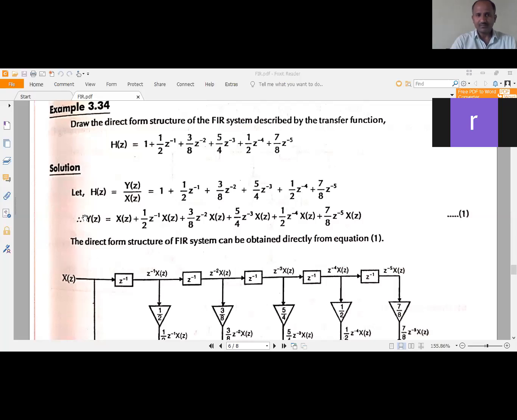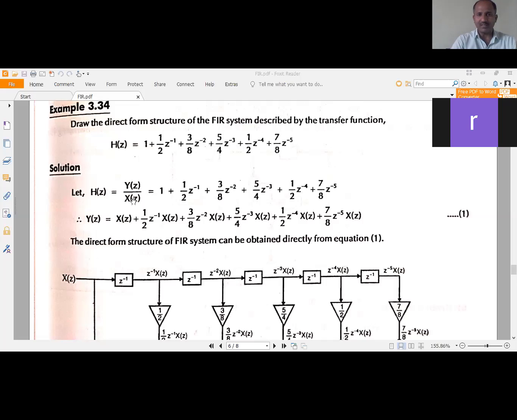For realizing any system, whether it is direct form, cascade form, linear phase realization, or an IIR filter, first you have to find the output. Only for that particular output can we realize the system. So here the output is Y of z.